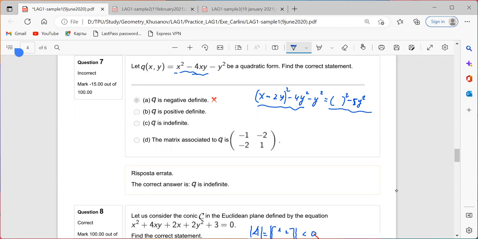Could one also say that a negative definite would have all eigenvalues less than 0?